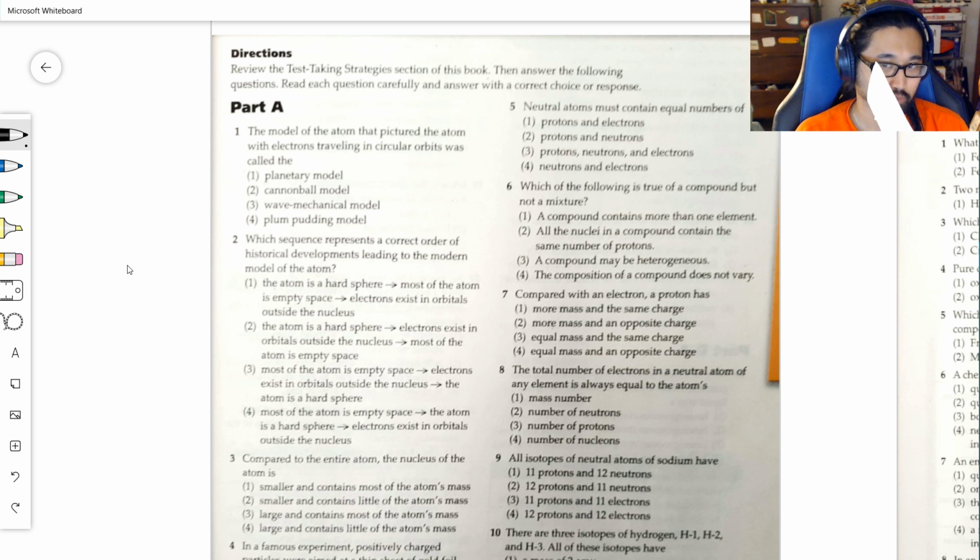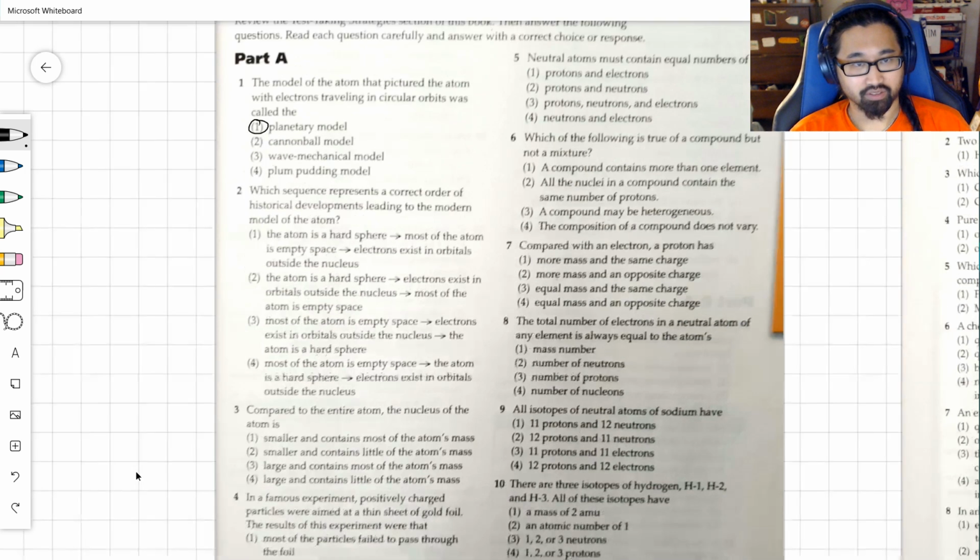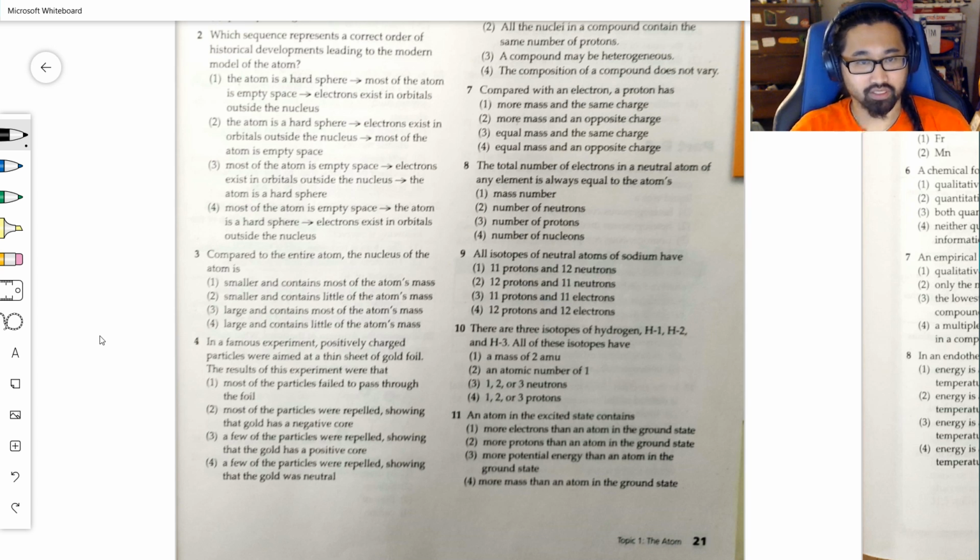A lot of it should have been done. All of it should have been done. We've done this page before already. That model of the atom that pictured the atom with electrons traveling in circular orbits: planetary model. Compared all the way down to question 3, because I skipped 2. Compared to the entire atom, the nucleus is smaller with most of the mass. Famous experiment, positively charged particles were aimed at a thin sheet of gold foil, and it showed a few were repelled, so we have a positive core.